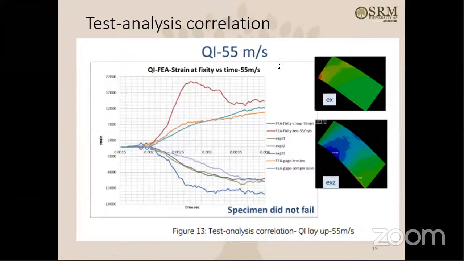So about the test analysis correlation, now we have the test results. Then we went back to the same plate level analysis, and we tried to run exactly the same velocity. For example, if we have the test data for 55 meter per second velocity, quasi-isotropic, then we went back and did the same analysis on the quasi-isotropic plate model at 55 meter per second impact, and then we tried to match it.